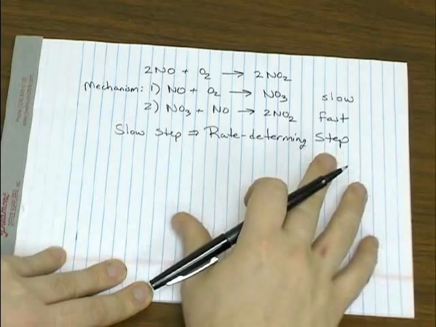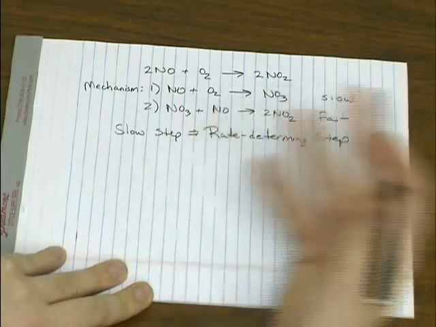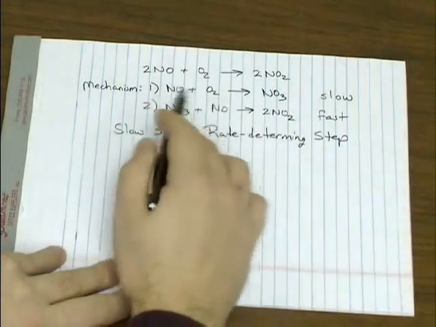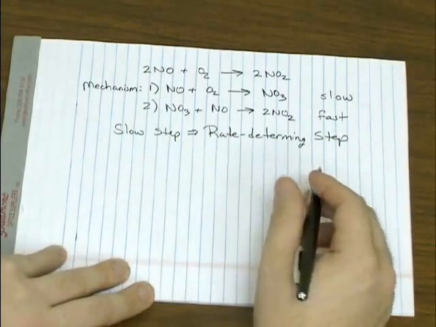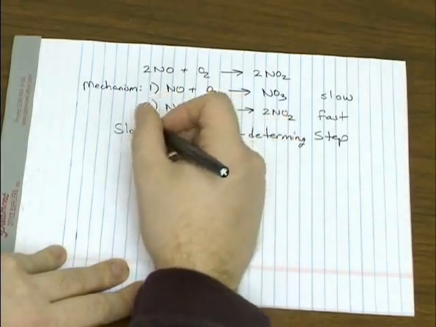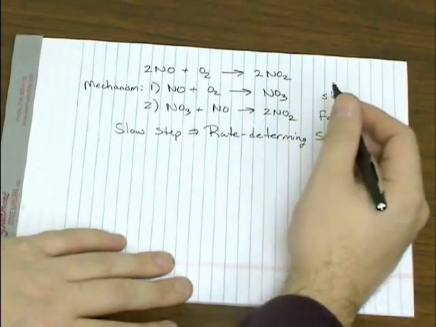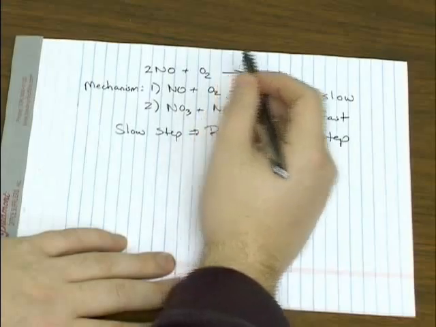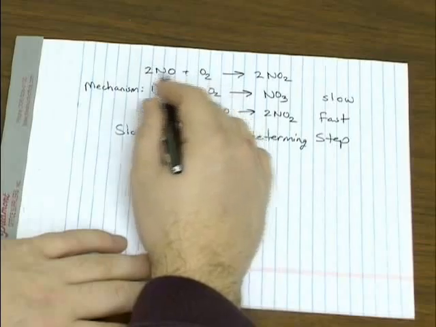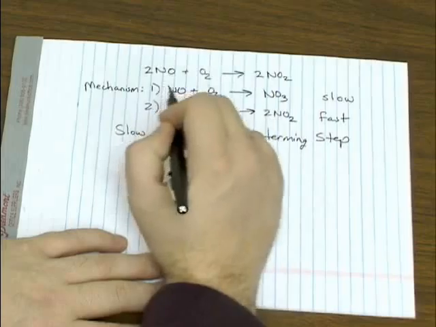It's the step that basically determines the overall rate, or it has the most influence on the overall rate of this reaction as you go from the first step down to the last step. Now when we look at the overall reaction, the rate law of an overall reaction can't be determined just by looking at the coefficients, mainly because you don't know what's going on in between reactant and product.